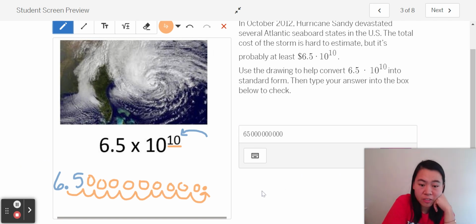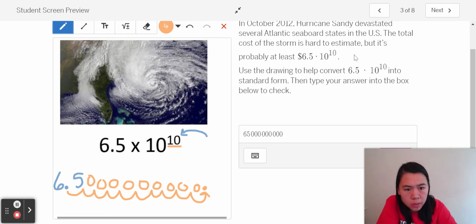Okay, so $65 billion in what? Let me see. Devastated several Atlantic states. It cost that much in devastation. So that's quite a lot of money there.